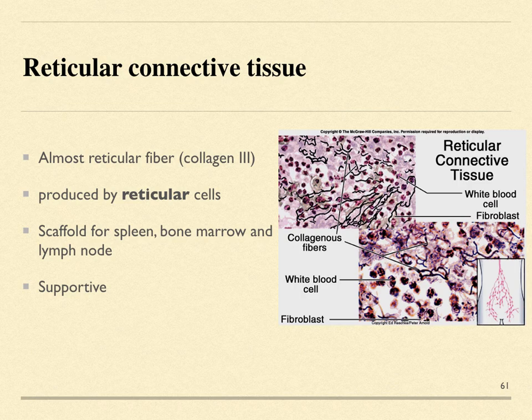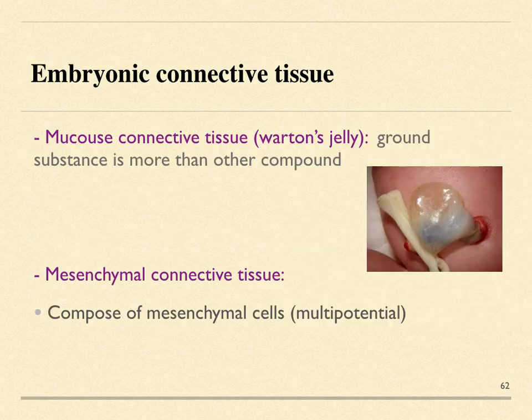You know, reticular cells are a kind of fibroblasts, and then reticular connective tissue forms a scaffold or framework or backbone or a skeleton for some organs like spleen, bone marrow, and lymph nodes. So in general, we can say reticular connective tissue is a kind of supportive connective tissue. In the embryonic period, we also have a special type of the connective tissue.